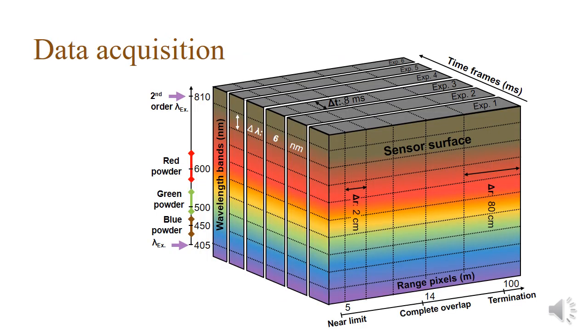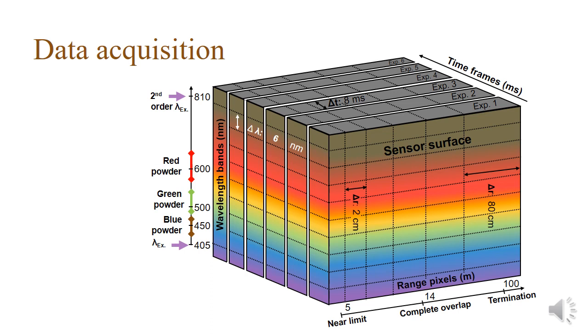Since the LiDAR acquires both range and wavelength information, the data file is three-dimensional, containing light from approximately 400 to 820 nanometers. This includes the elastic laser light and any fluorescent signal. This could, for example, come from differently colored fluorescent powders, as marked on the wavelength axis in this figure.